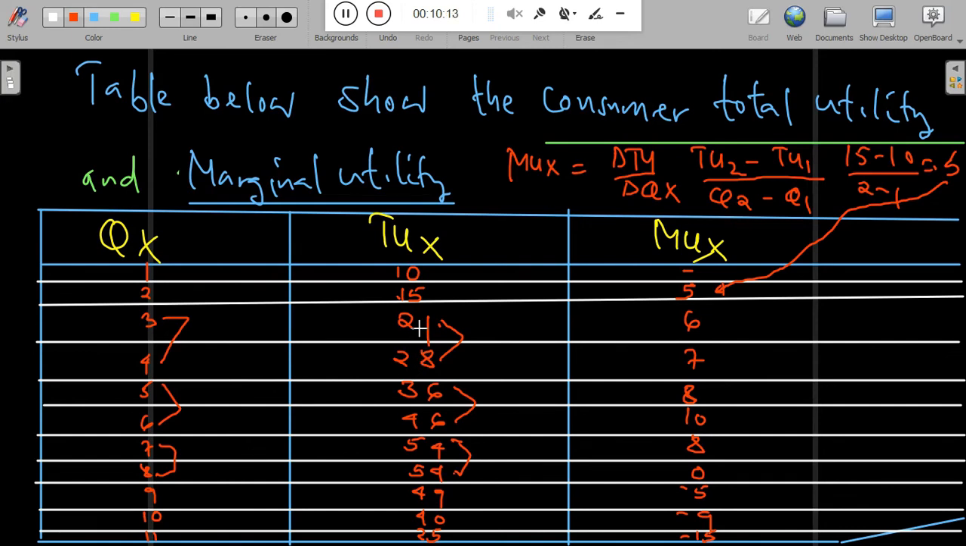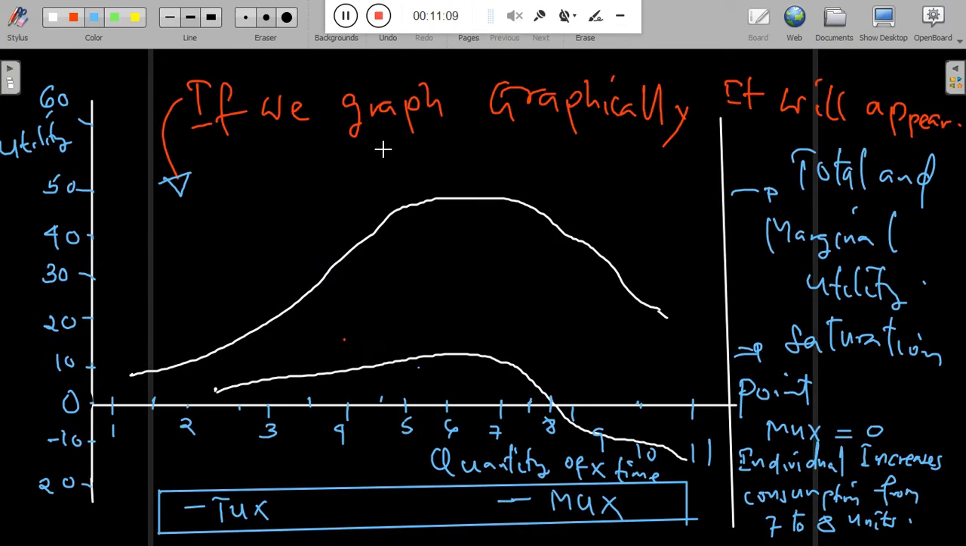So when you take 21 minus 15 divided by 3 over 2, we obtain 5. That, as you observe, is the marginal utility of x. And when we take 28 minus 21 divided by 4 times 3, 4 minus 1, you obtain 6. So you obtain the marginal utility of 7, 8, 10, up to negative 9, negative 15, as you observe. So that is how we find the marginal utility of x.